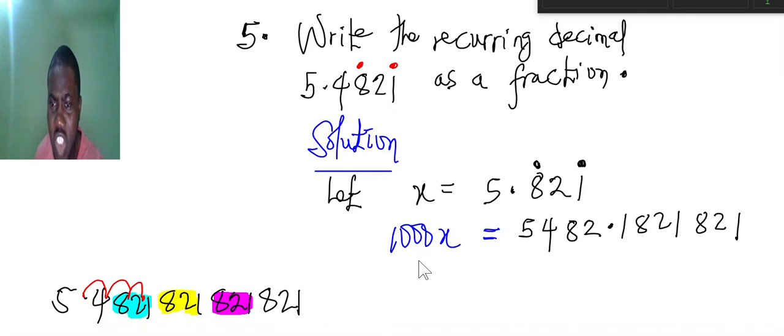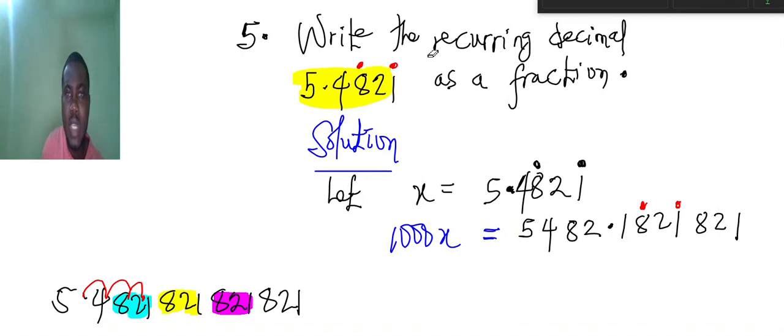So that means the recurring digits occur at 821. Did you notice there's a slight error here? Yes, so this is actually x equals to 5.4821. Okay, now at this point we can subtract. Now it means I don't actually need this, since I am able to identify the recurring digits.